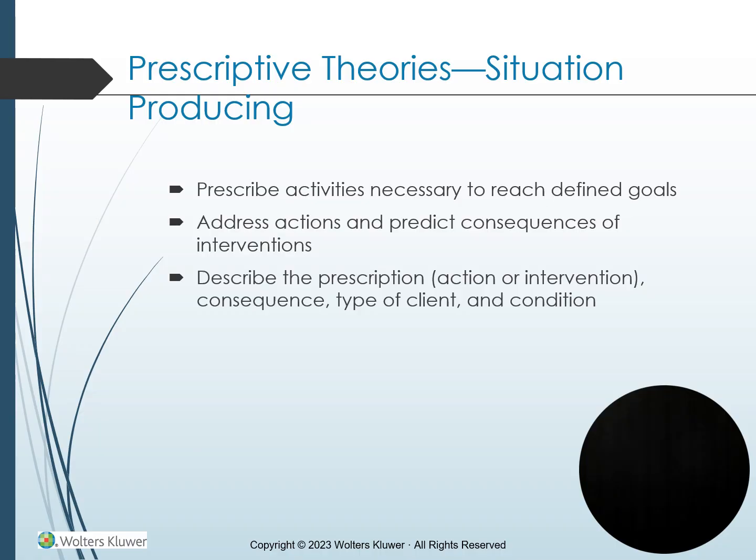Now we have predictive, which I just spoke on, but we also have prescriptive theories. Prescriptive theories prescribe activities necessary to reach a defined goal. They address actions and predict consequences of interventions. Describe the prescription, the action or the intervention, the consequence, the type of client, or the condition. These are prescriptive theories.